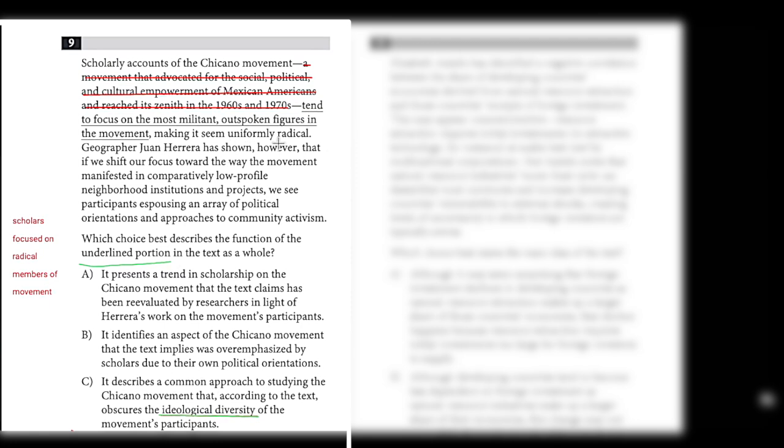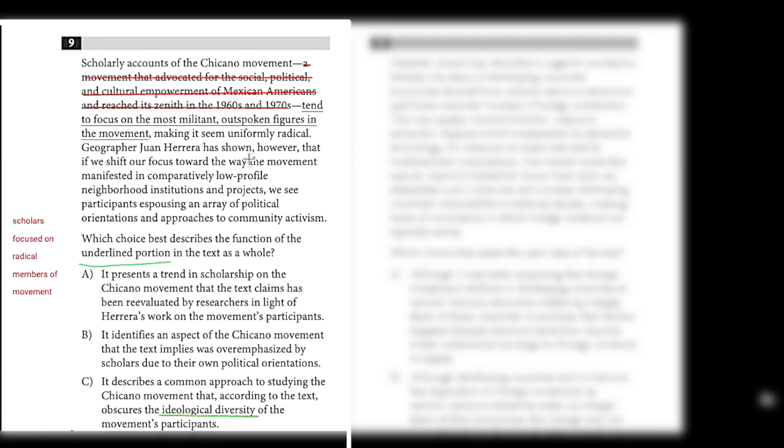The other three, however, kind of do. I like C the best because of the ideological diversity bit, but let's take a closer look at A. So A, the big thing that's being said afterwards is that the text claims it has been reevaluated by researchers in light of Herrera's work. Let's see if that's true when we look into the rest of this.